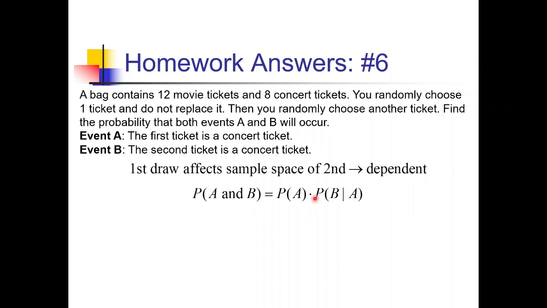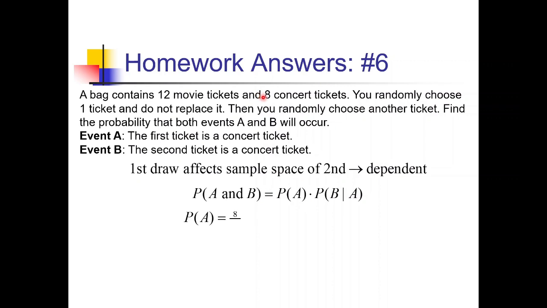So P of A times P of B given A, not just simple P of B. So let's find each of these components individually. P of A is just the probability of getting a first ticket that's a concert ticket.